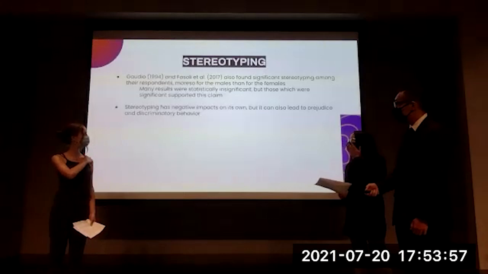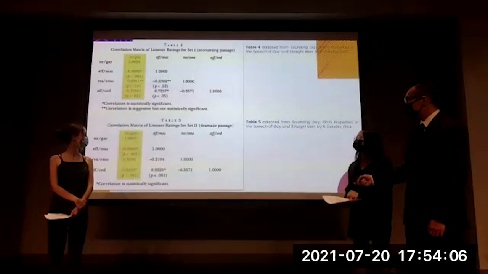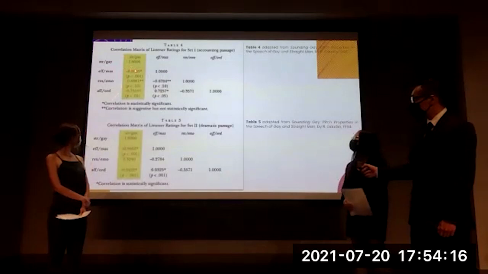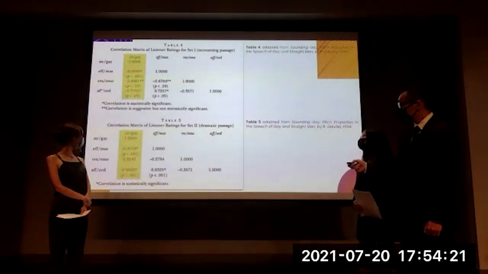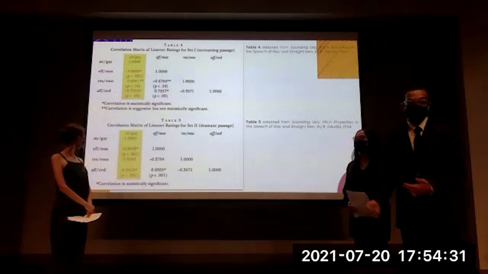Now, multiple studies have shown that there's significant stereotyping of gay men, especially by straight men, as shown in this study from Dr. Fasoli, which asked listeners to rate speakers on a scale of 1 to 5 for 4 different characteristics. These matrices actually show that there's a statistically significant correlation between how gay a speaker is perceived to be and how effeminate or affected, meaning pretentious, he is perceived to be. And this is an example of the kind of negative stereotyping that we see with linguistics.